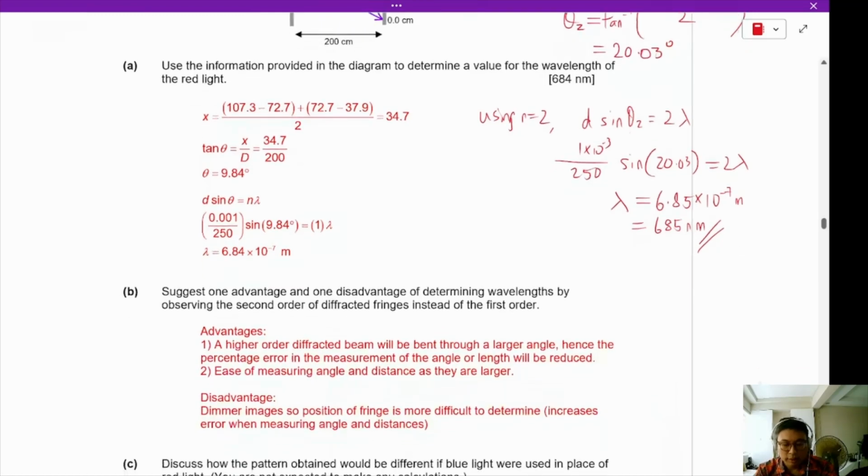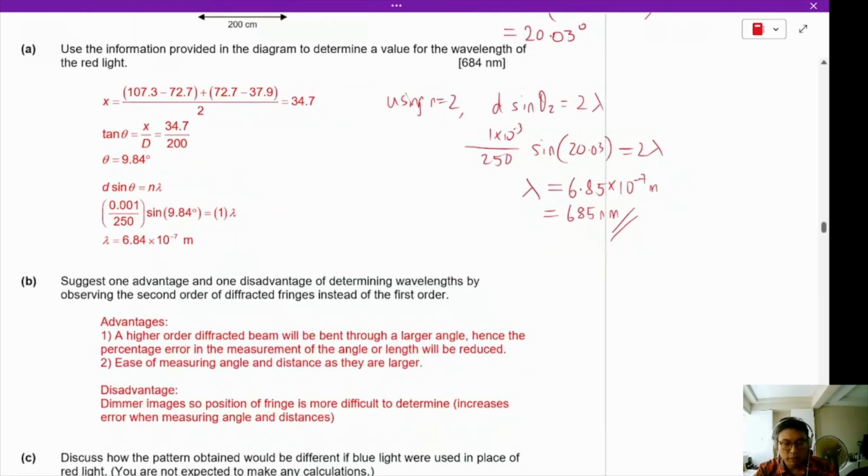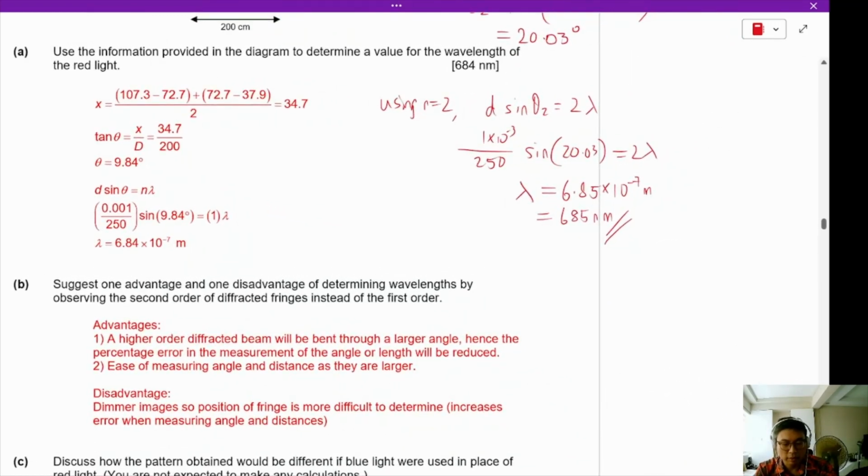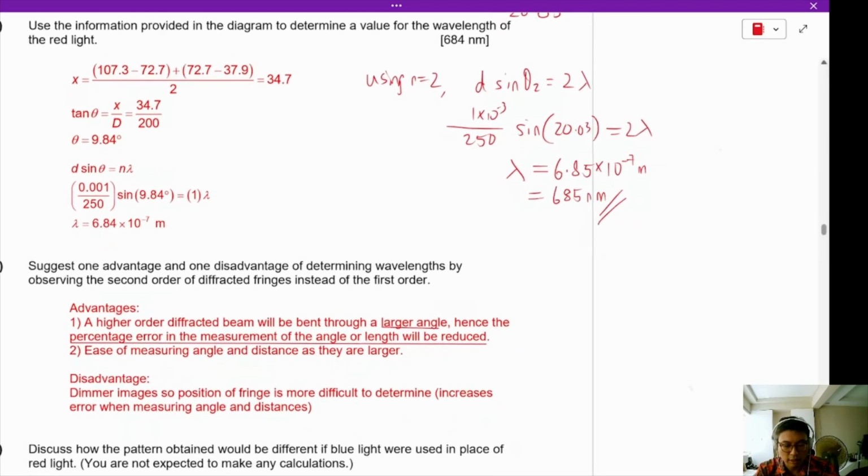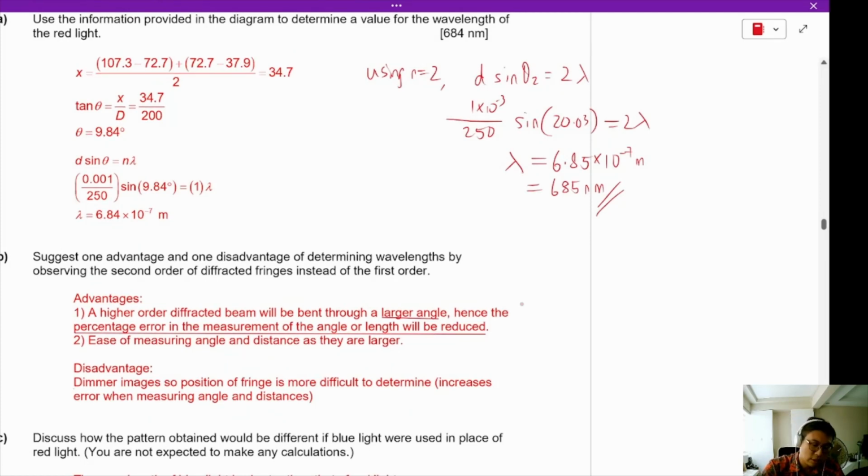Now, state one advantage and one disadvantage of determining the wavelength by observing the second order instead of the first order. The advantage is that the higher order diffracted beam will be bent through a larger angle, so it reduces the percentage error in the measurement, and it's easier to measure the angle and distance as they are larger. The disadvantage is that there are dimmer images, so the position of the fringe is more difficult to determine.